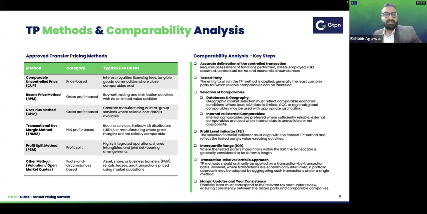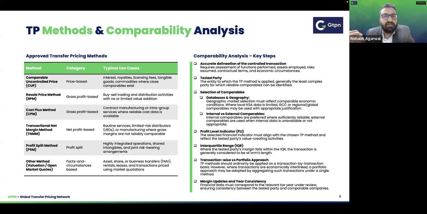Perfect. So on method, as I mentioned, Saudi is trying to follow the OECD TP guidelines. So there are five approved, or I would say OECD mentioned methods, starting from comparable uncontrolled price, resale price method, cost plus method, profit split method, transactional net margin method, and of course a residual other method. I'll talk about the other method completely separately because there is a detailed guidance that has been given by ZATCA on the use of the other method.